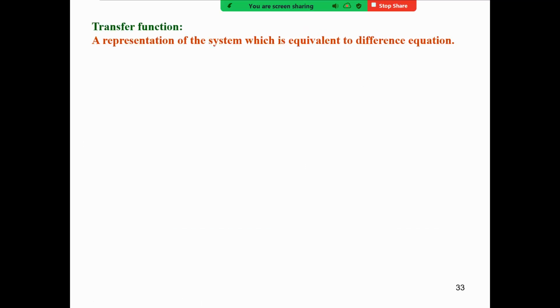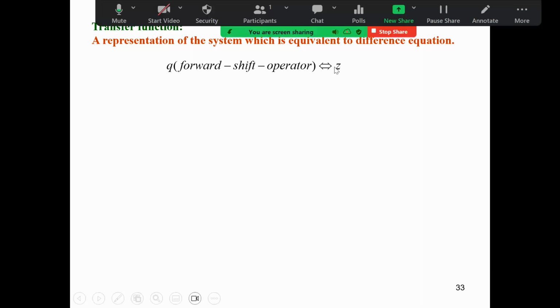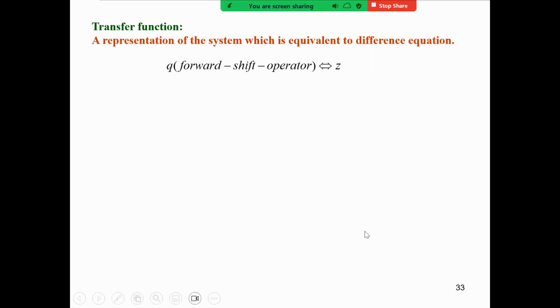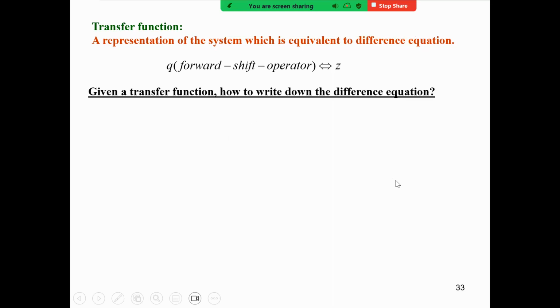Now the other meaning of the transfer function, this is the same thing as for the continuous time, right? The transfer function is a representation of the system which is equivalent to the difference equation. So therefore, you need to know how to write down the underlying difference equation, right? How do we get the transfer function from the difference equation? Then how do we get the difference equation from the transfer function? This is the only formula you need to remember. The meaning of Z. Z means a forward shift operator, right?